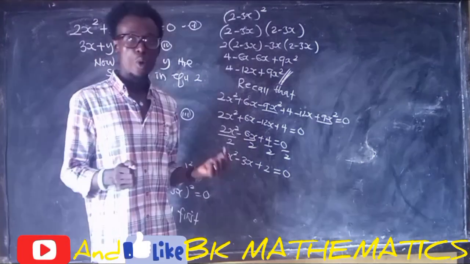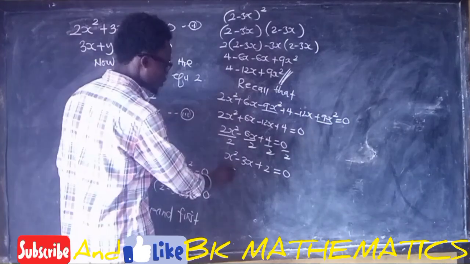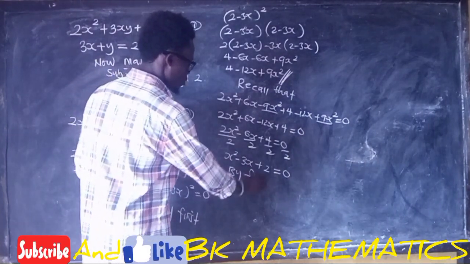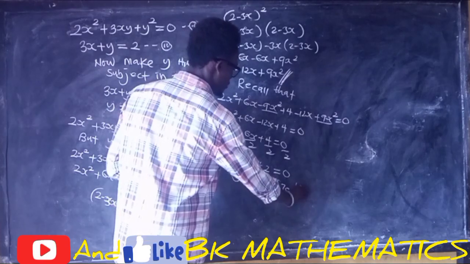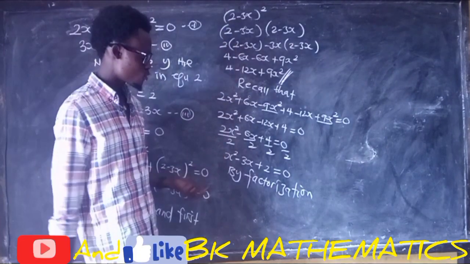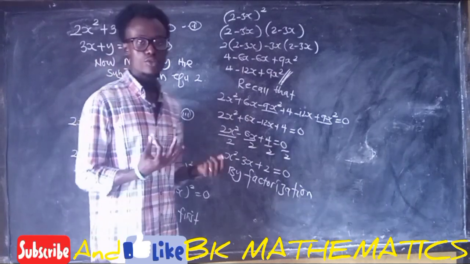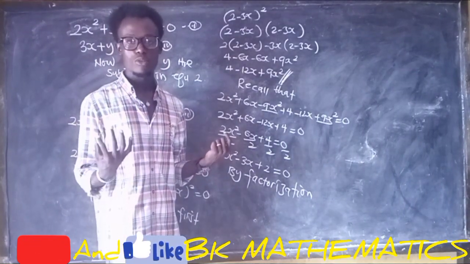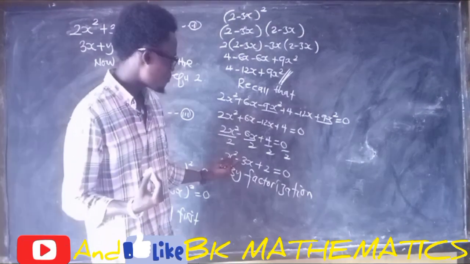Now, from this point, we are going to use the factorization method. We say by factorization method, because that is the simplest method to factorize this one. Now, to factorize this one, we just need to find two numbers. If we multiply the two numbers, we are going to have 2, and adding the two numbers we are going to have minus 3.